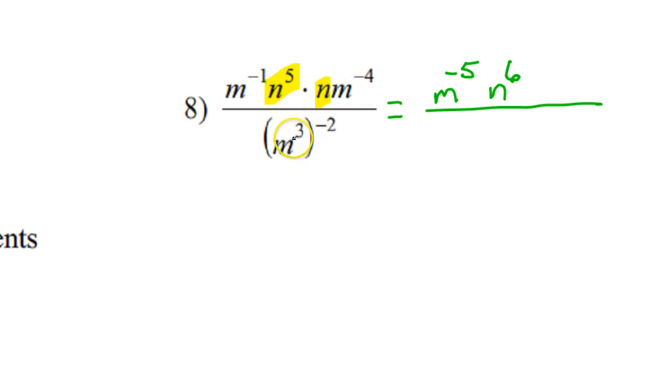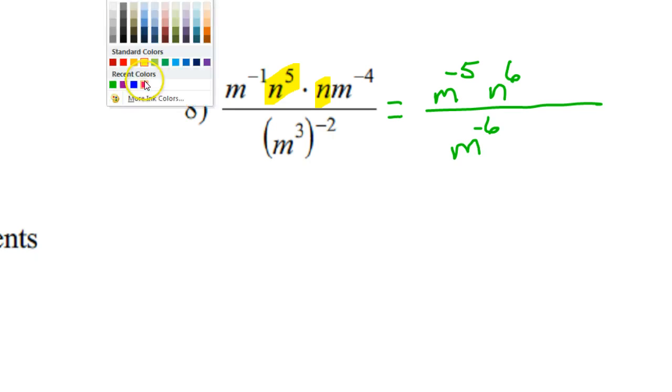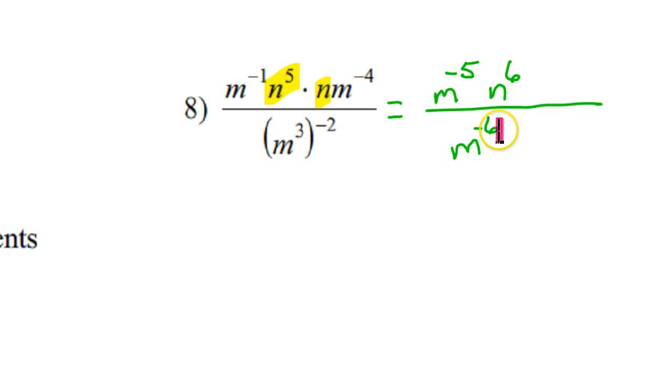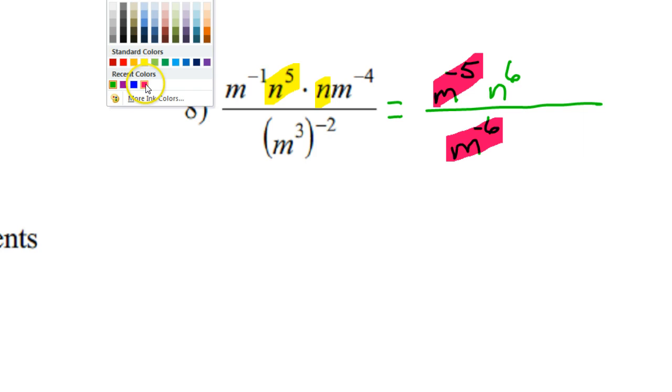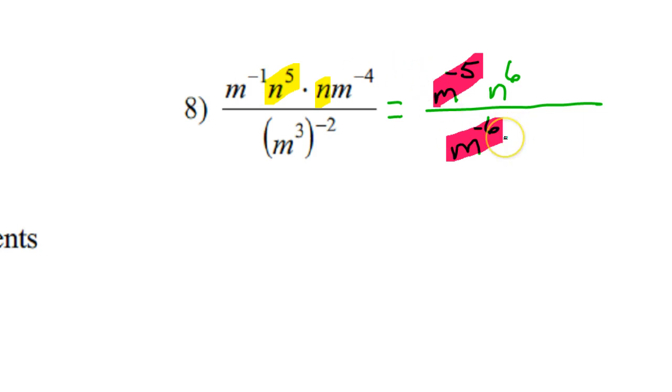Now in the denominator, a power raised to a power you multiply. So this will be m to the negative 6th power. Now, anything that has a negative exponent has to be moved. So that means we have to move this and we have to move this. Those are some really dark colors now that I think about it. So this m to the negative 6th power is going to move up.